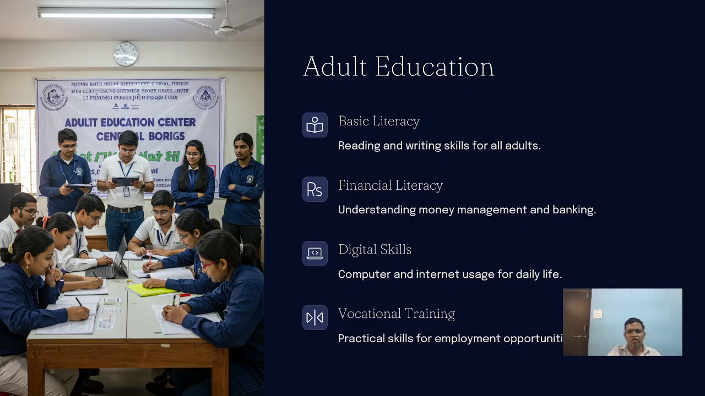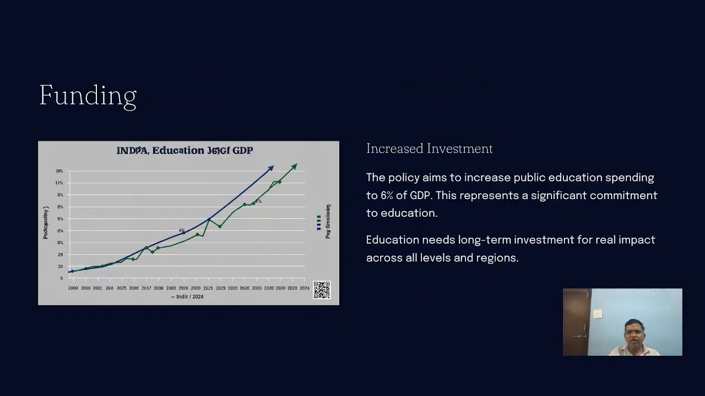So basically they are going to give the basic literacy skills, reading and writing, okay, and financial literacy, understanding how money is managed and how the banking system works, then how to utilize the same, and getting the digital skills updated. Every adult should know how to operate a computer and use it every day in their life. And they are going to give vocational training opportunities so that they'll get full employment or self-employment opportunities in this particular NEP 2020.